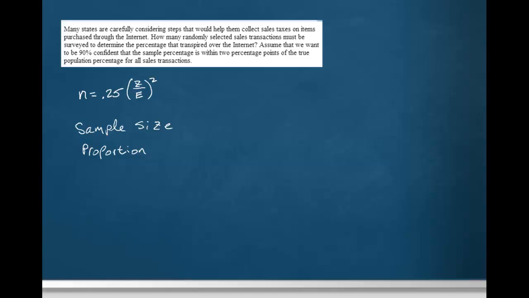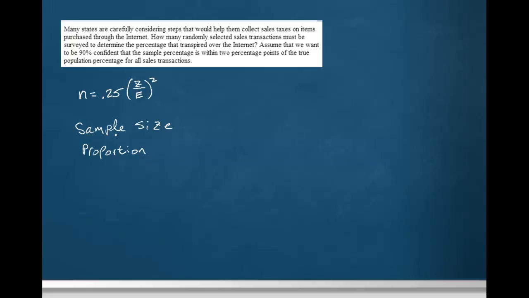Many states are carefully considering steps that would help them collect sales tax on items purchased through the Internet. How many randomly selected sales transactions must be surveyed to determine the percentage that transpired over the Internet? Assume that we want to be 90% confident that the sample percentage is within 2 percentage points of the true population percentage for all transactions.